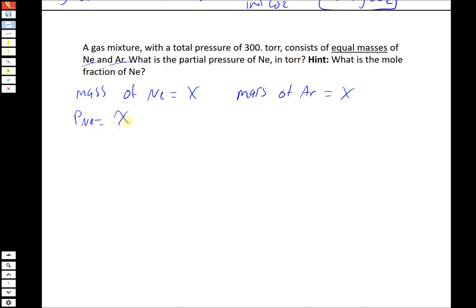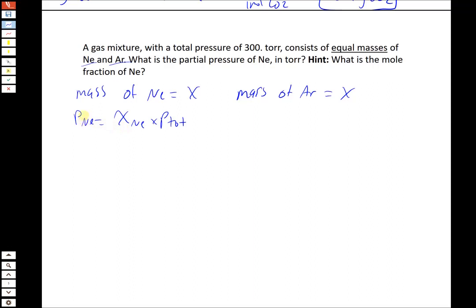the mole fraction of neon multiplied by the total pressure is going to give us that. So this is another form of Dalton's law. In the previous two problems, we were just adding pressures together, which is always valid, but here, what's going to be more useful is to use mole fraction.